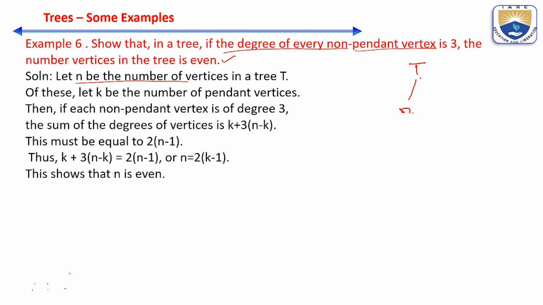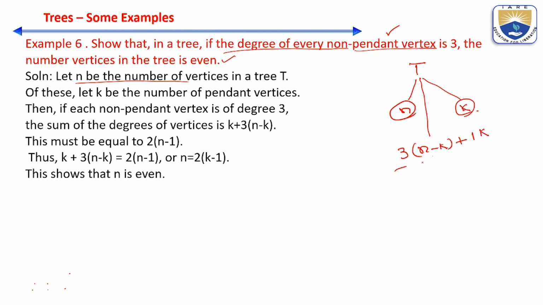So in that, let us say there are k pendant vertices. The total number of vertices is n. So there are k leaf nodes, then the remaining intermediate nodes, the non-pendant vertices, are n minus k. Each and every non-pendant vertex has degree 3, so we are considering it as 3. And there are k pendant vertices, each with degree equal to 1.